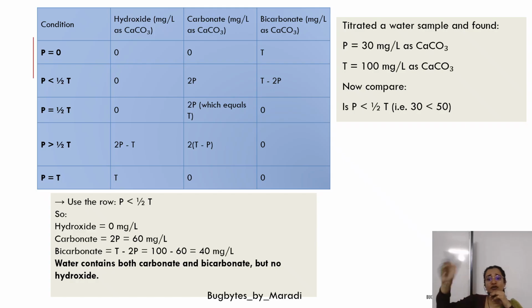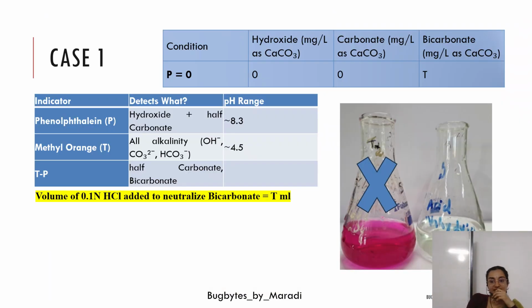So what is 2P? What is T minus 2P? That we will be studying one by one. We'll start with case 1. The condition is P is equal to 0. So in this particular case, hydroxide alkalinity cannot be seen. Carbonate alkalinity cannot be seen. Only bicarbonate alkalinity is seen. So in this particular one, I'll explain to you.